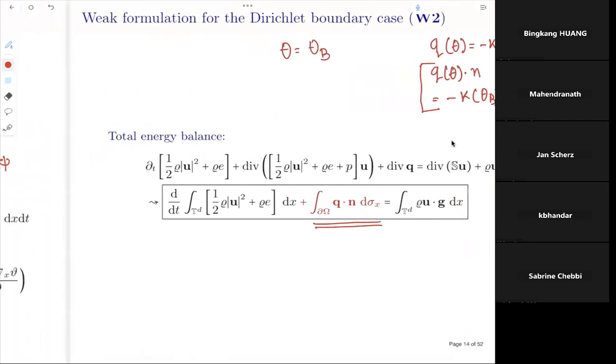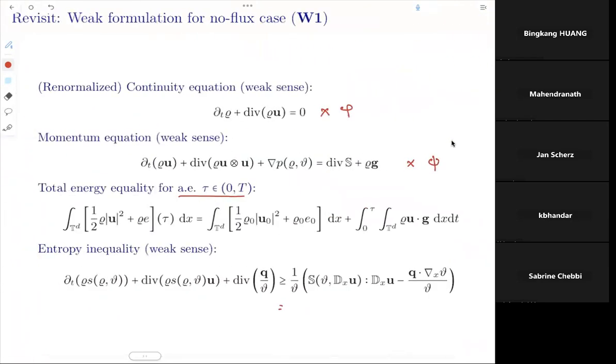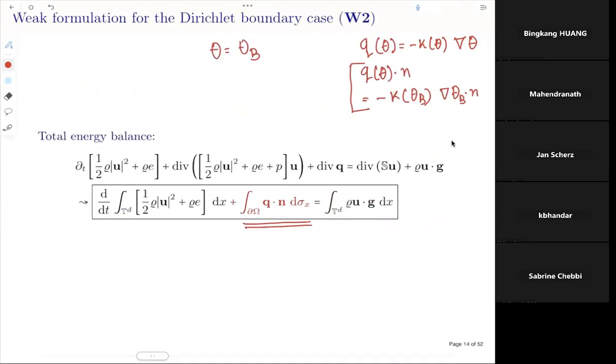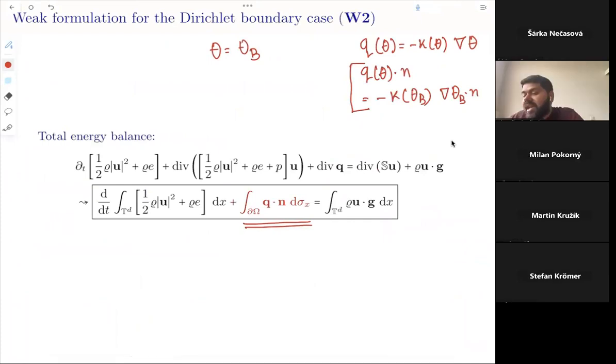So if you see that from the a priori estimate point of view for the no flux case, when you have this bound, clearly you get some a priori estimate out of this total energy equality. Whereas the presence of this boundary term blocks us from getting any a priori estimate.